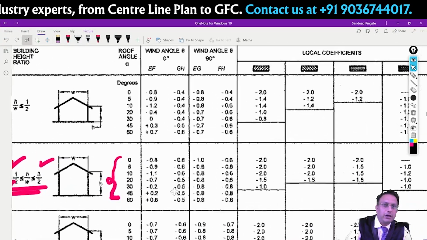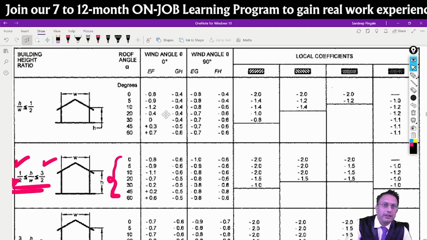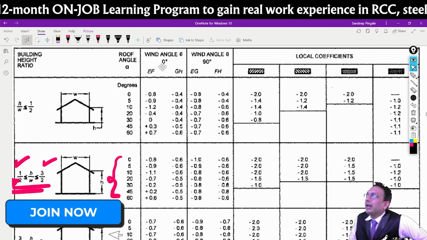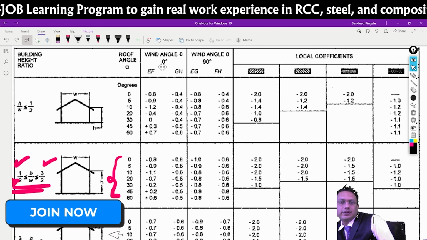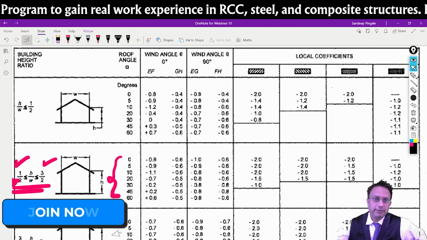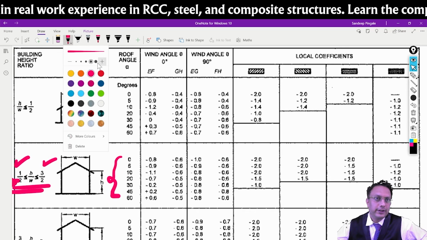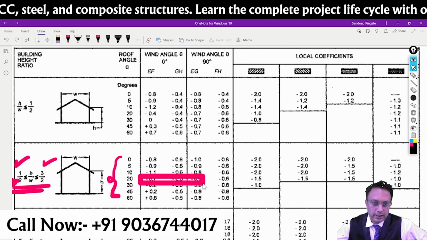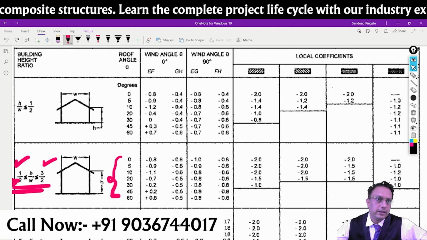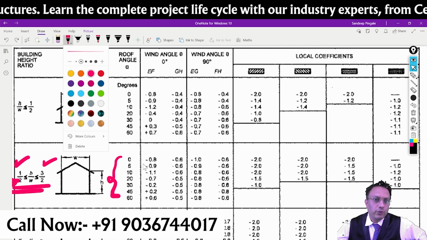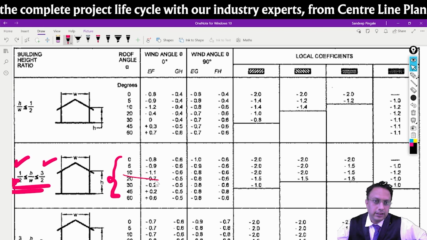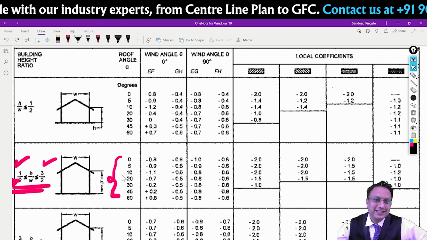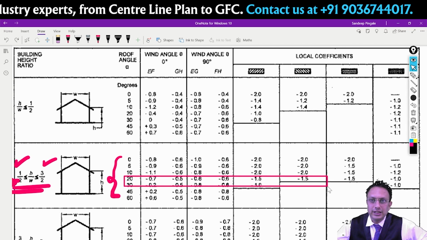So what is it on the EF? Now there are two angles. One angle is theta equal to 0 degrees and another angle is theta equal to 90 degrees. So you are getting what? 0.8, minus, there is a minus and there is a plus. What is minus and what is plus? Oh, sorry. Minus indicates that the force is acting away from the body, and plus indicates the force is acting towards the body.